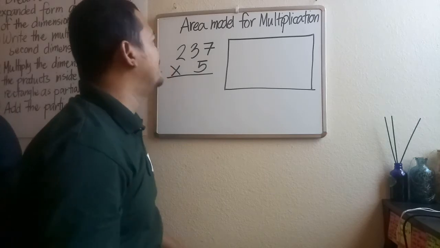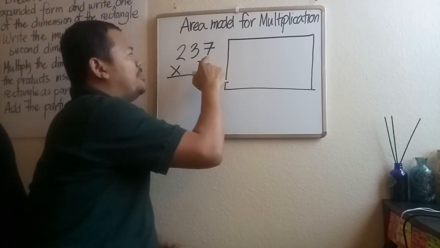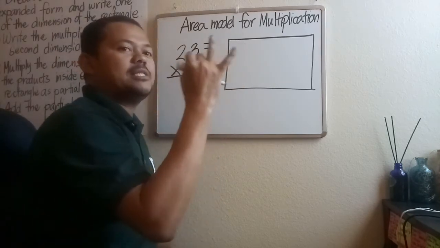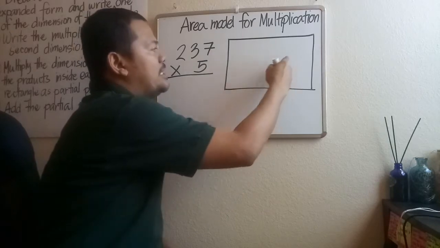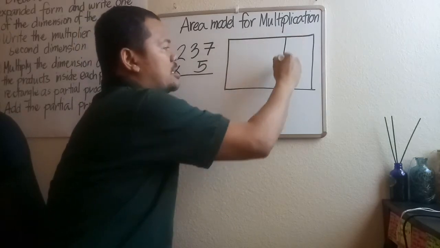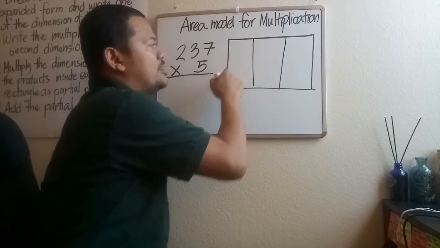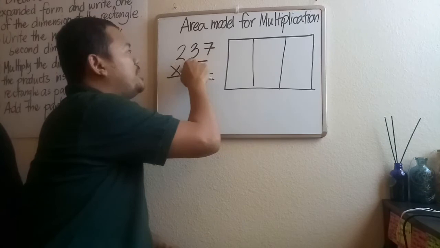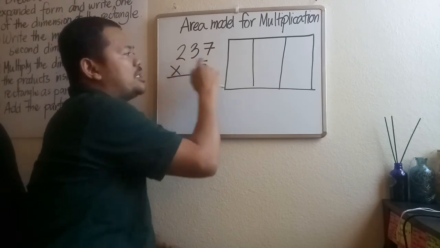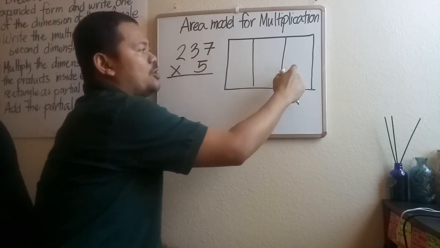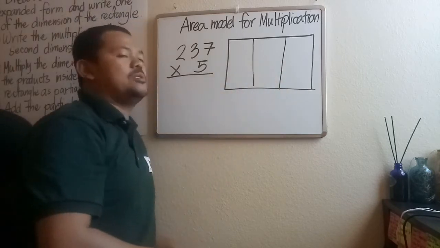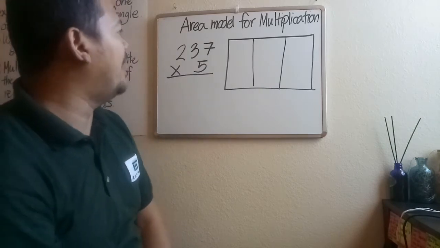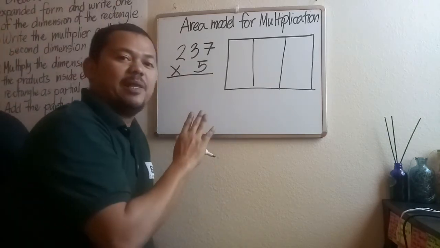Okay, very good. Now, we got here how many place values? Ones, tens, and hundreds. So we're going to divide this into 3 parts: ones, tens, and hundreds. Because we got here 3 digits, we are going to divide our rectangle into ones, tens, and hundreds. Okay? Next, we are going to identify which number is in the ones place value.